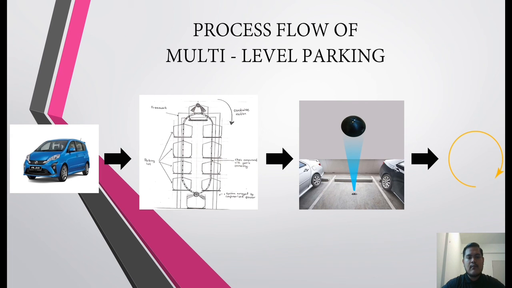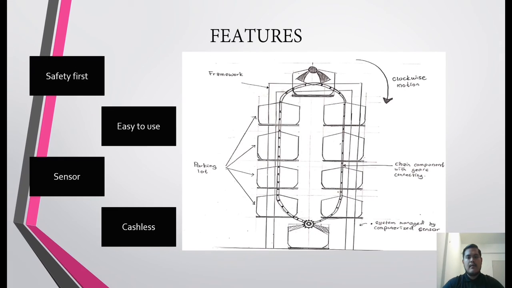After that, when they want to take out their car, they just need to start their car and the sensor will detect it and it can go out safely. So this is the process of multi-level parking. Okay, now I would like to explain the features. This is a sketch of my carrier.